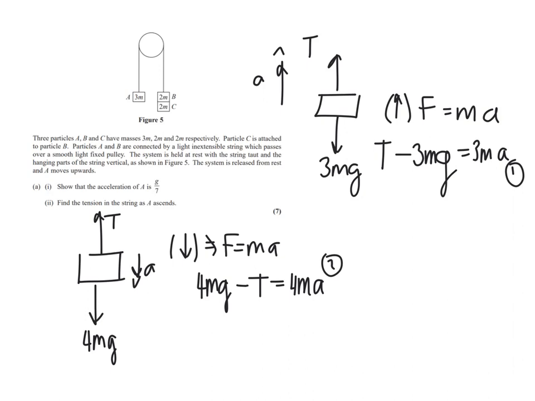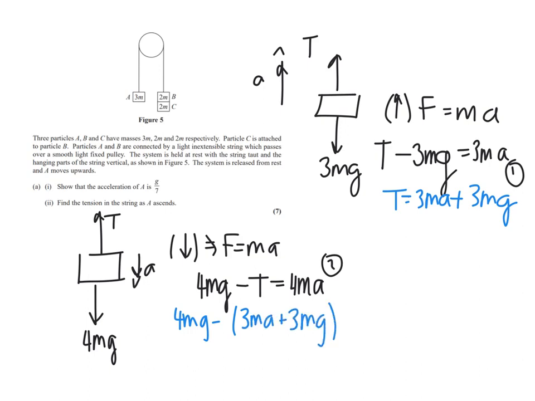I'm going to rearrange equation 1 to say tension equals 3ma plus 3mg, and then substitute that in where I see tension in the other equation. So 4mg minus tension, which is actually 3ma plus 3mg, equals 4ma. Sorting that equation out then, we end up with 4mg minus 3ma minus 3mg, notice both of them are inside the brackets, so they're both negative, equals 4ma.